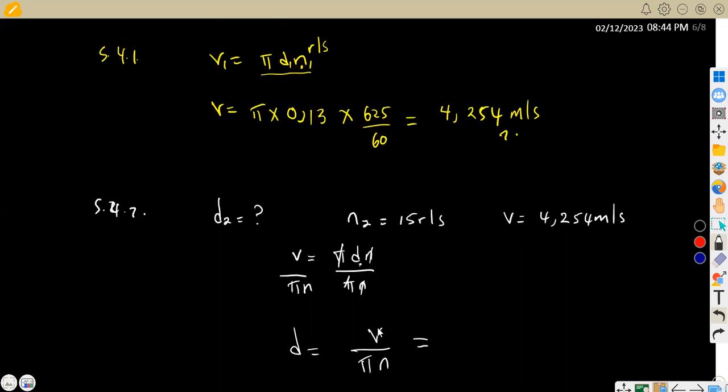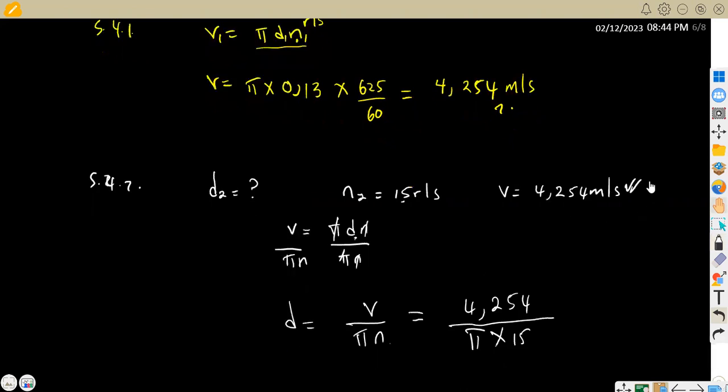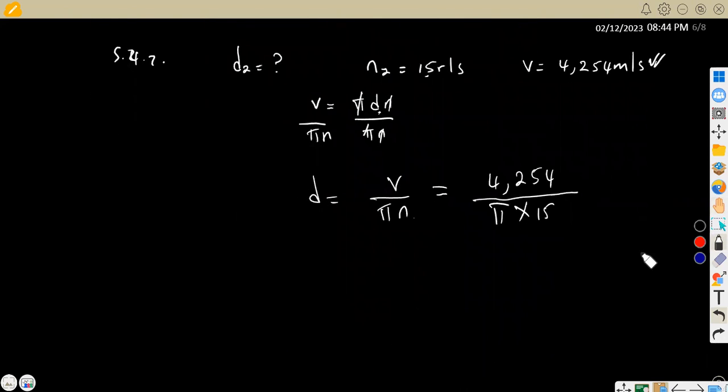So we shall have our V, representing our velocity in meters per second, that's 4.254 meters per second, over pi times N in revs per second, and our N in this case is 15. So you multiply by 15. That's what we're going to have, guys, just a matter of substituting into the formula because we have everything. So if we divide, we shall have something like 0.0902 and so on.